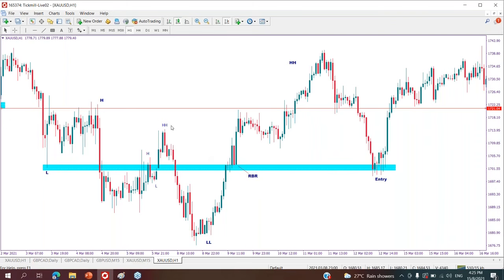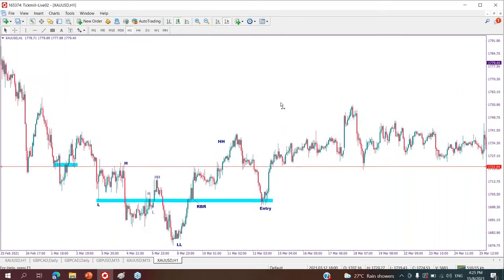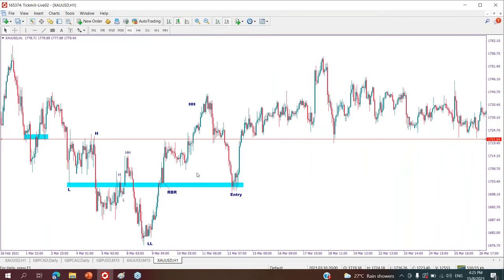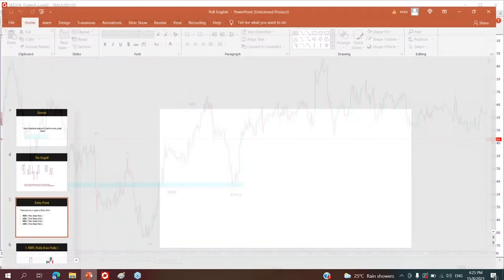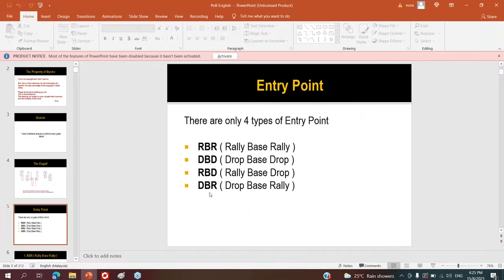That's why in my PDF notes, I wrote the entry points. We got four entry points really. Base drop, base rally, they are entry points. Yeah, this one, the entry point. If we got no entry point, we don't know where we put our entry. Like seriously.